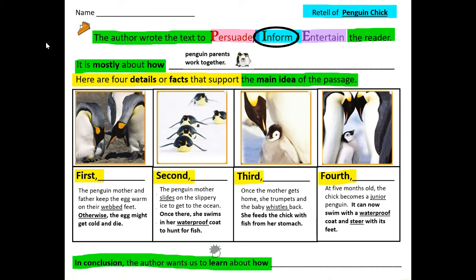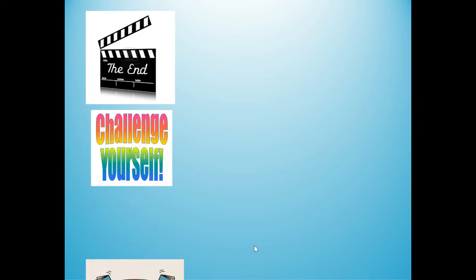So in conclusion, the author wants us to learn about, how does our conclusion relate to the main idea? If we look back up here, it's mostly about how penguin parents work together. So in conclusion, the author wants us to learn about how penguins take care of a chick. All right, we've reviewed. It's the end of our review.